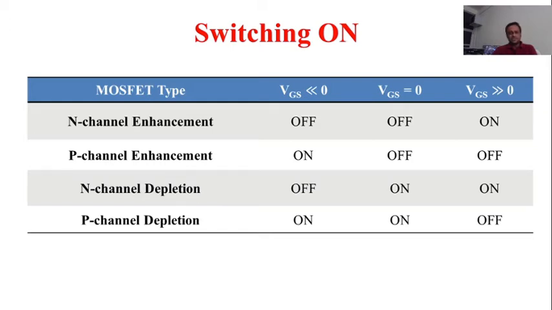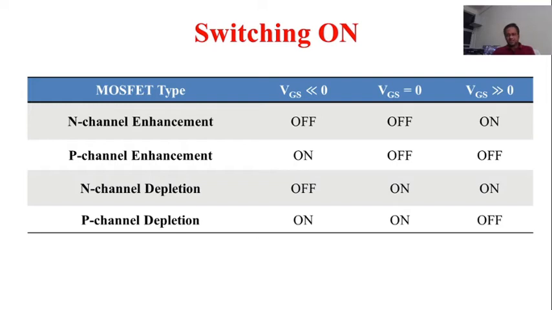When VGS is 0, then the N-channel enhancement type MOSFET is off, the N-channel depletion type is on, the P-channel enhancement type is off and the P-channel depletion type is on. So we can see here, when VGS is 0, enhancement type MOSFETs are off. On the other hand, when VGS is 0, our depletion type MOSFETs are on.